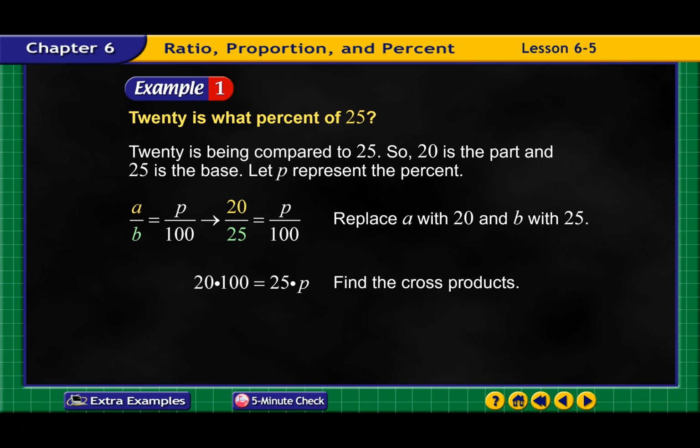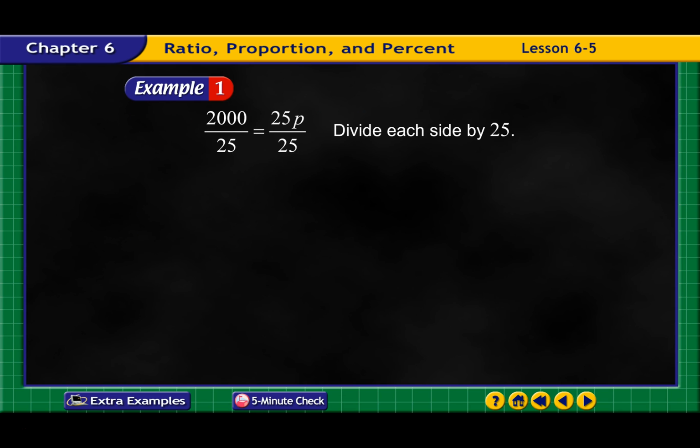From there, we'd cross products and simplify. We divide each side by 25, which would come out to 80. So 80 equals P. We have to convert that still, because 80 by itself is not actually a percent. So we convert that to 80%. Not too much difference, but yeah, so 20 is 80% of 25.